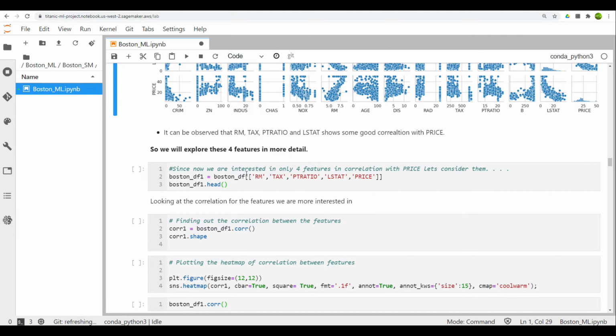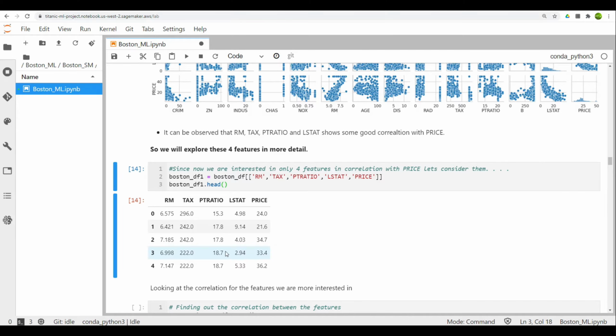So I have the RM, which is the average number of rooms per dwelling, the tax, which is the full value property tax rate per $10,000, then the PT ratio, which is the pupil to teacher ratio, and then the LSTAT, which is the percentage lower status of the population. Let's run this cell. And here we have the price target value with the 4 features we are more interested in.